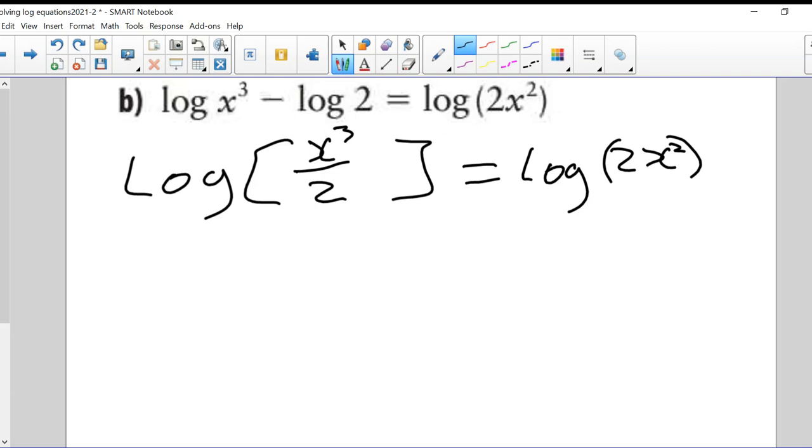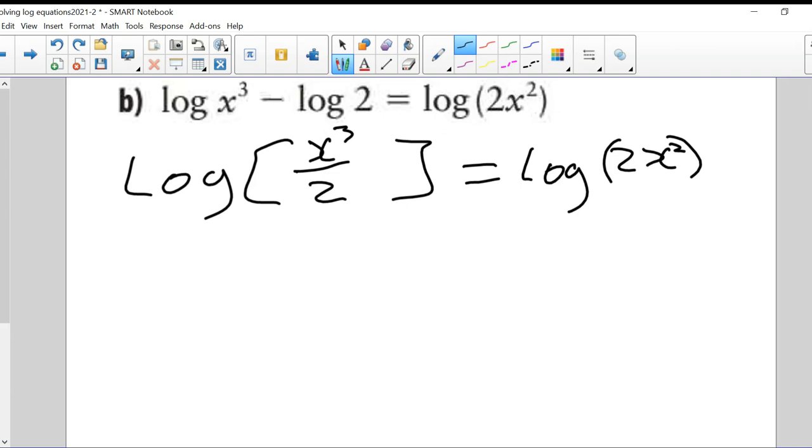Anybody? They're both logs on both sides. Think of other questions that we've had with a similar operation on the two sides of the equation. Cosine of this equals the cosine of that. Move them to the left. No, I'm thinking of something else.